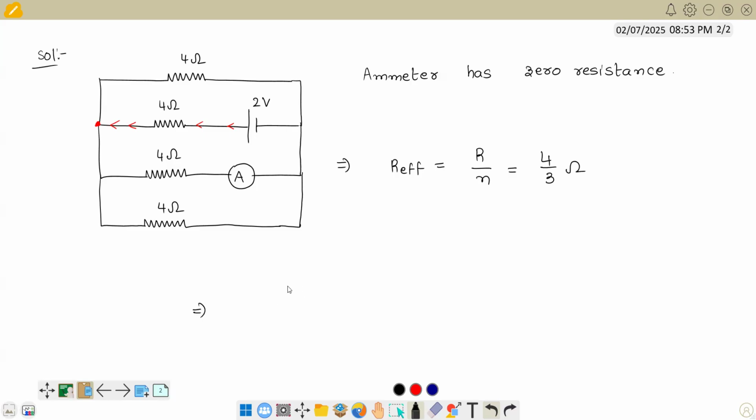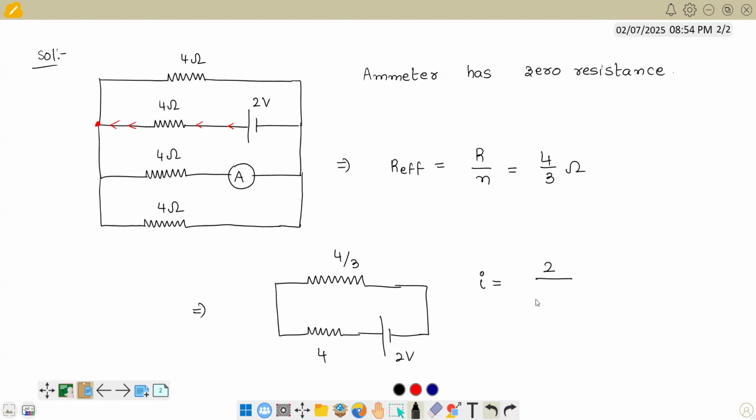If I redraw the circuit, I can assume, instead of these three things, a 4 by 3 ohm resistor, a 4 ohm resistor, and a battery of 2 volts. From this, what is the current in the circuit? The current in the circuit is 2 divided by this entire thing, which is in series. So 4 plus 4 by 3. So you will basically get 2 divided by 16 by 3, which gives the total current in the circuit as 3 by 8 amperes.